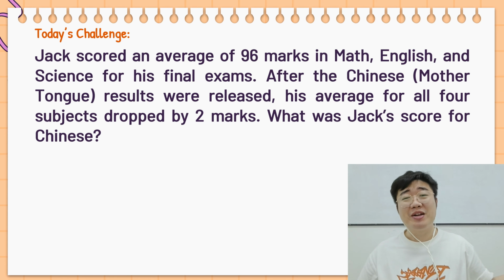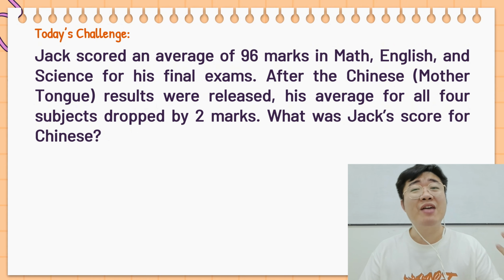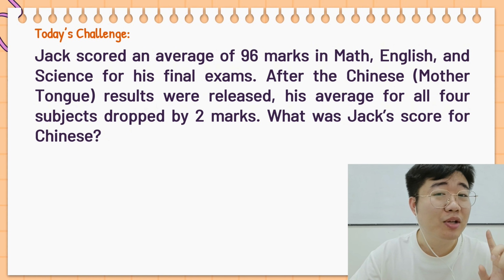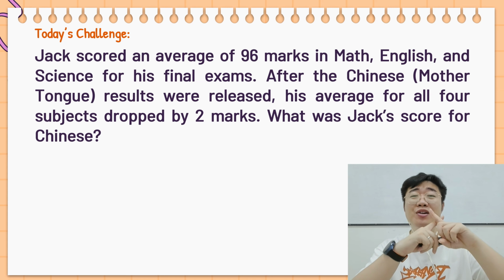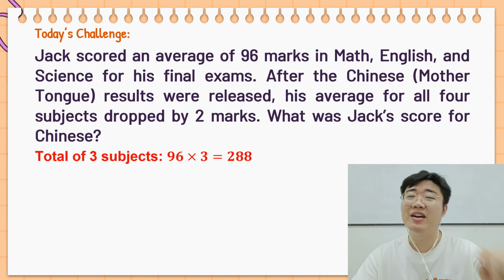Just use our formula just now. So, 3 subjects. Number is 3. Average is 96. So, the total, yes, multiplication here. So, 96 times 3, 288 marks.